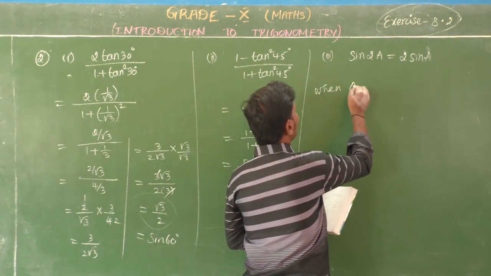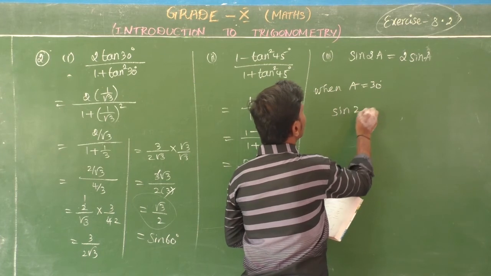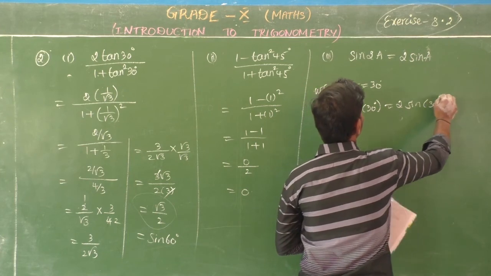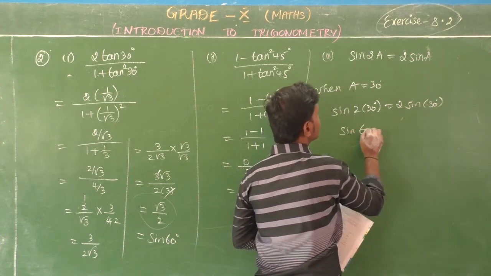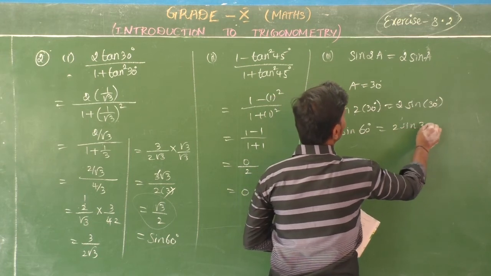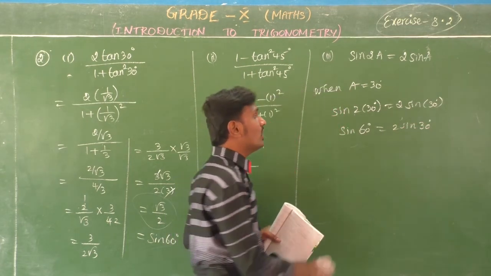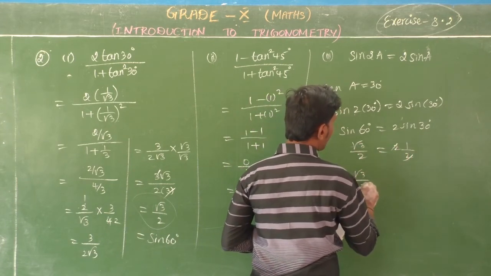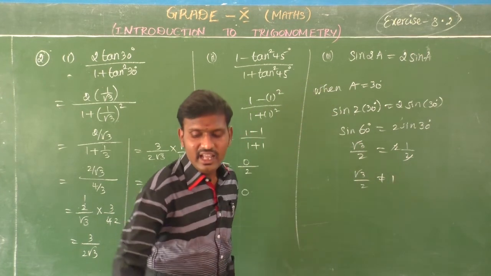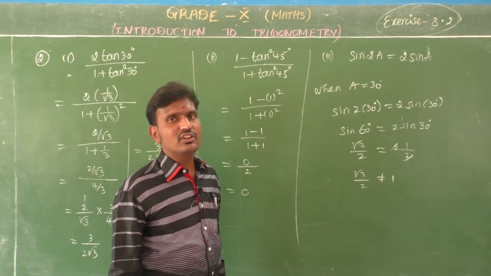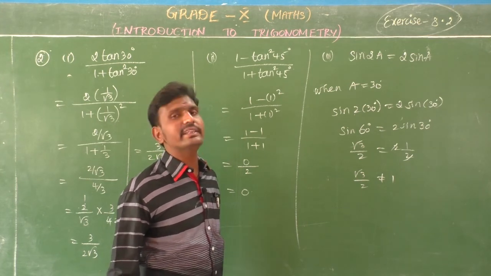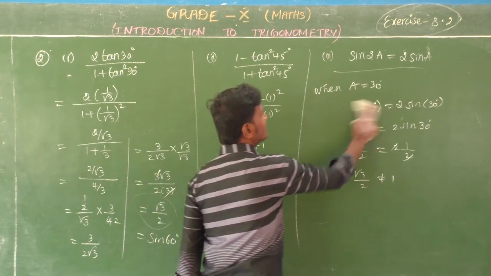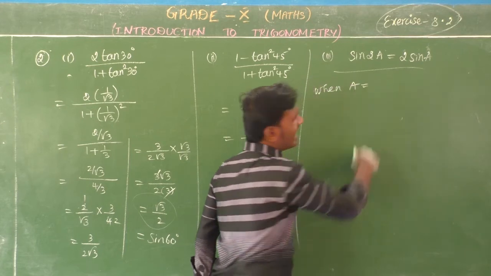When A equal to 30, sin 2 into 30, which is equal to 2 into sin 30 degree. So sin 2 into 30 is sin 60 degree, which is equal to 2 sin 30 degree. And sin 60 degree, you know, is root 3 by 2, which is equal to 2 into 1 by 2. So this is not equal. So for 30 degree it is not possible to get that identity: sin 2A equal to 2 sin A. And next, 60 also you get the same thing.